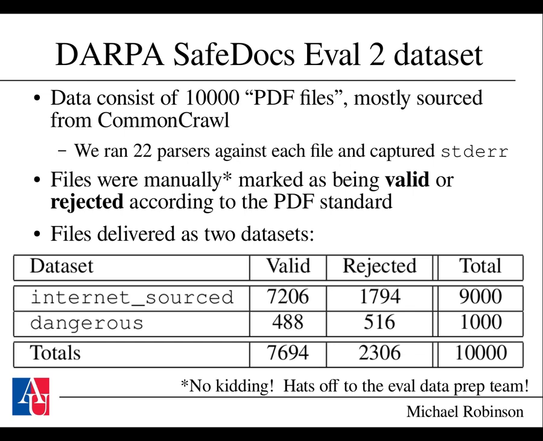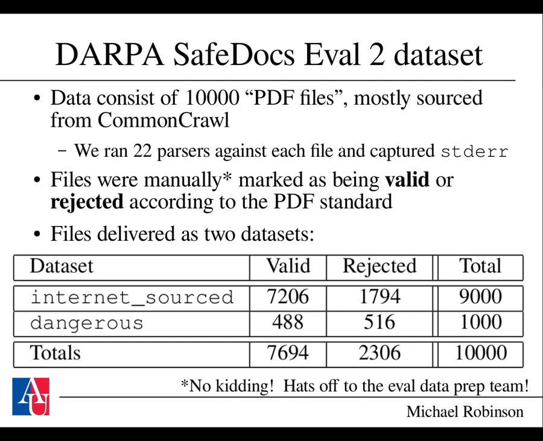And we captured the standard error output from these parsers, and then ran a battery of regular expressions against the standard error output to potentially identify whether or not a given parser accepted or rejected the file. Now, the files were actually ground truthed by the test and evaluation team as being valid or rejected according to the standard. They actually had someone on their team who works for the PDF Association who acted as a referee.